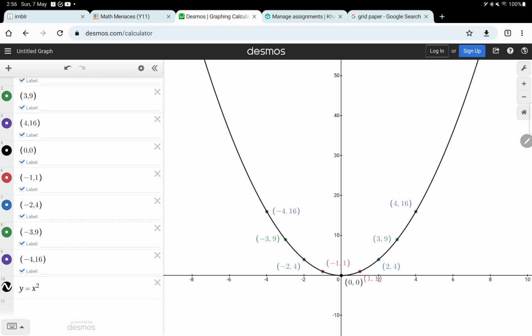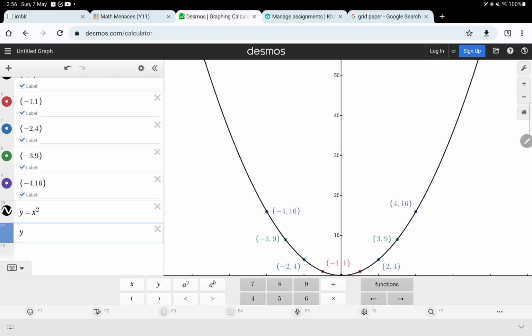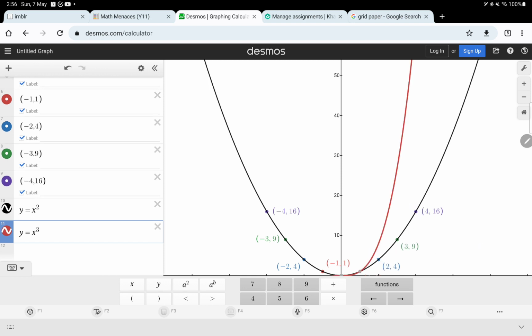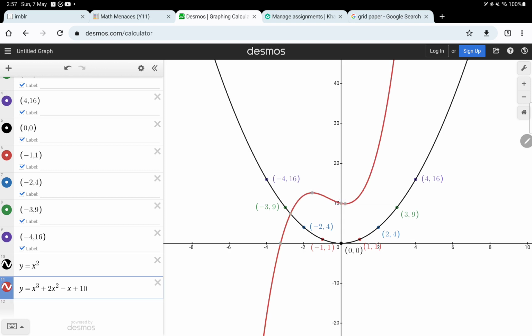So what happens if I put in a different equation where it's power 3, so y equals x cubed, and then let's say plus 2x squared minus x plus 1? That's not a straight line. In fact, you will learn about these kinds of graphs, where it's power 2, power 3 and above, in grade 10. So 2 years from now, you start learning more about these kinds of graphs.